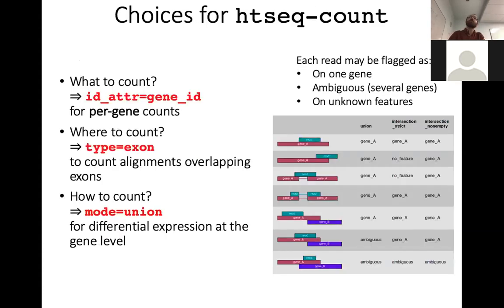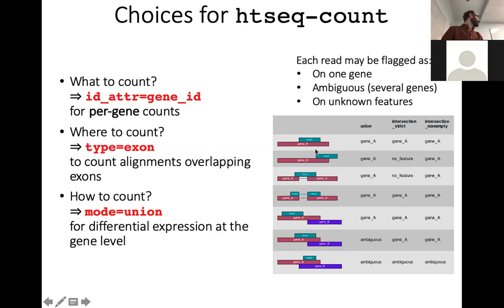There are mainly three choices you have to make when you use this htseq-count command. The first one, you have to tell it you want to get gene counts, like per gene counts. So gene X is expressed at 200 counts, and the other one is expressed at 1,000 counts, 1,000 reads. The second one is you want to let it know that you're looking for reads aligned to exons. And then the third one is going to be using mode union, which is good for differential expression.